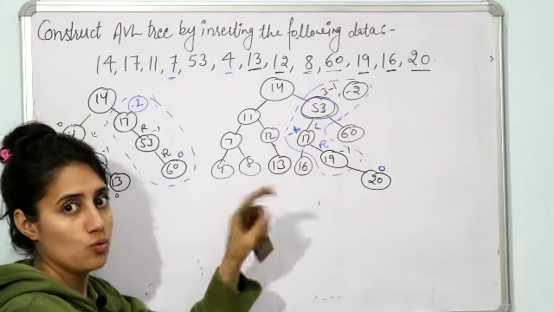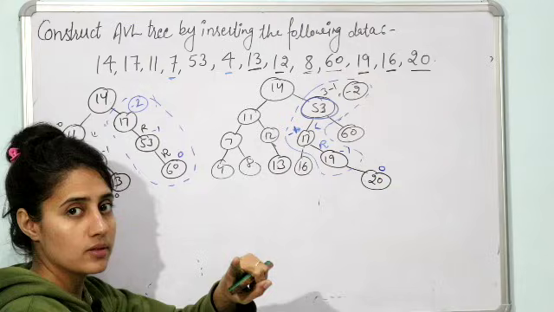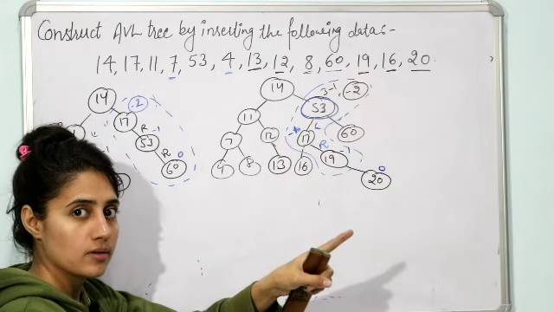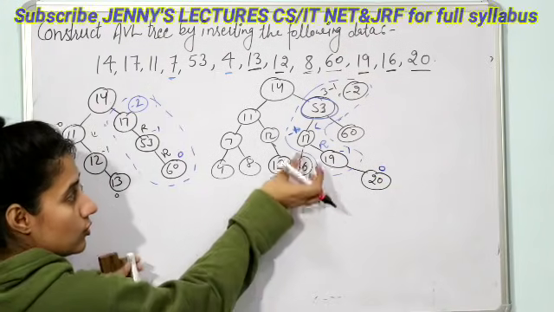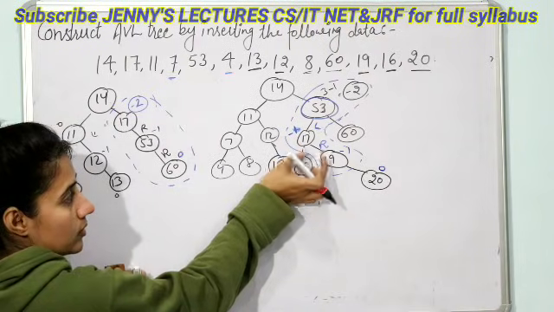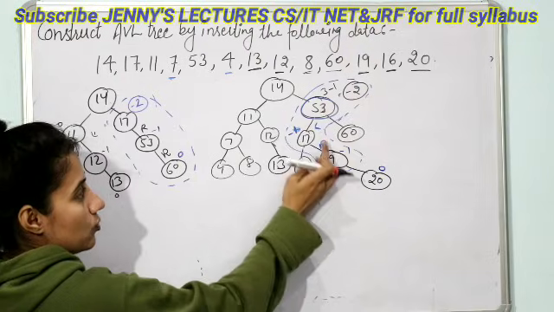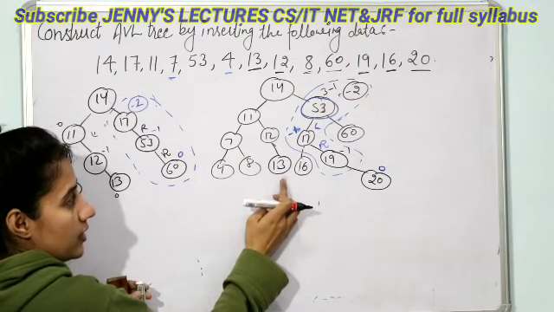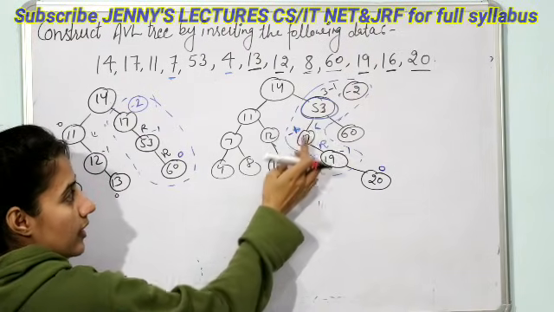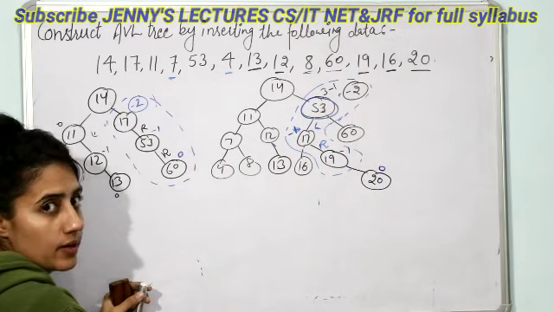We are supposed to do 2 rotations. First is left, then right. Left rotation on these 2 elements. Left rotation means 17 would go below and 19 would go up. 19 will come here, 17 will come here. Then it would become left and left.